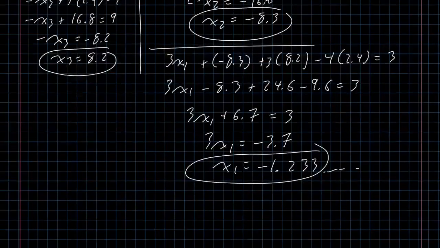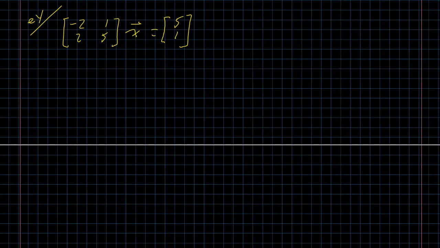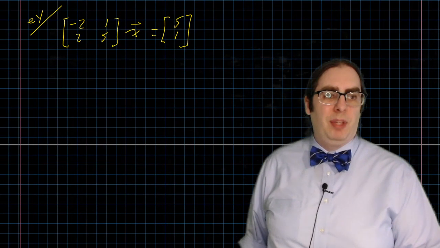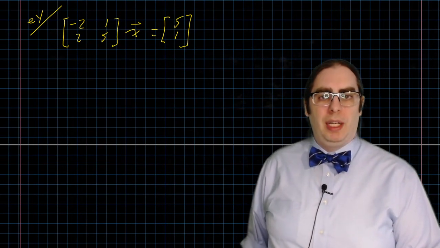All right, let's wrap up with one for you to try. I'm going to give you the matrix negative 2, 1, 2, 5 times x is equal to 5, 1. All right, this is a system of 2 equations in 2 unknowns. You could have solved this system before you even came into this course. It is something that you've been seeing for quite some time.